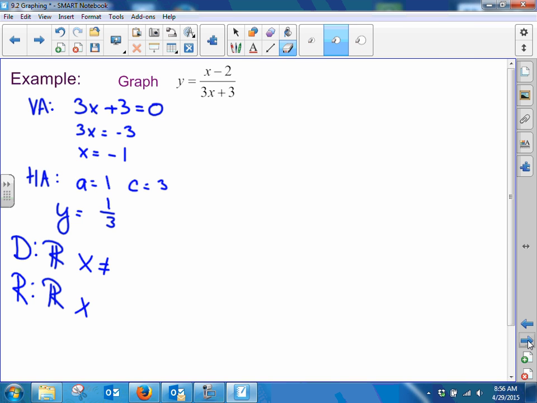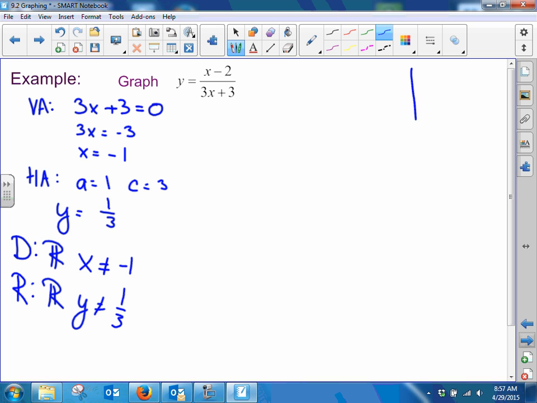Oops, yep, x cannot equal negative 1. And what's the restriction on the y? Yep, y cannot equal 1/3. Very good. Okay, any questions on that? Okay, so next up, we're going to just go ahead and start to graph.